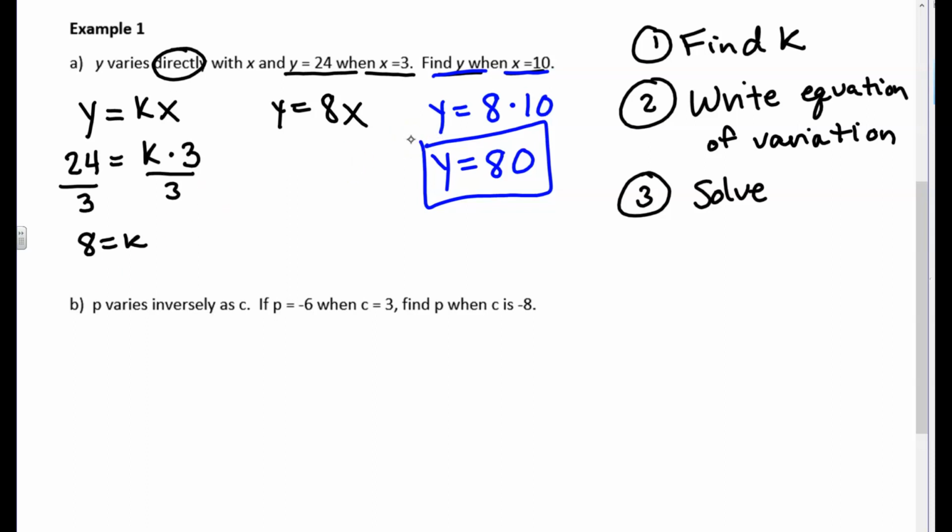Let's look at another one. P varies inversely as C. So let's write what that looks like. If we vary inversely, P varies inversely would be k over C.